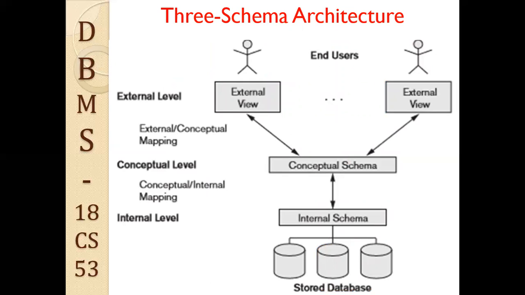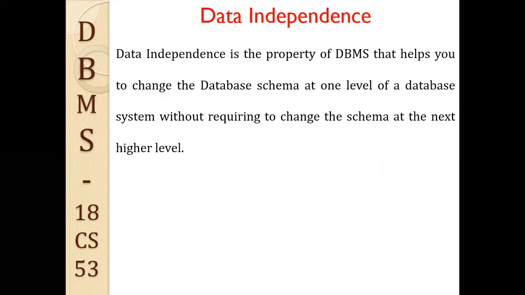Now here, between each level there will be a mapping: between the internal level and the conceptual level, there is a conceptual and internal level mapping. Again, between the conceptual level and the external level, we have the external and conceptual level mapping. Based on these mapping facilities, the three schema architecture supports a special feature of the DBMS that is called data independence.